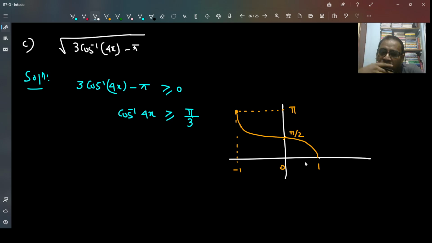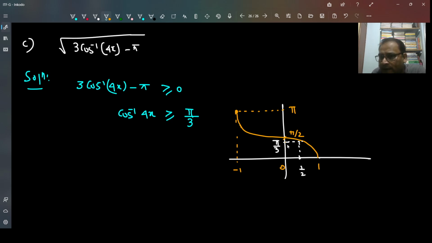So now we say that cos inverse 4x is greater than or equal to pi by 3. We know that at the point half, it is pi by 3. If I choose half here, corresponding to this half we have this 60-degree angle, pi by 3. Now cos inverse x is greater than or equal to this 60-degree angle, so from 60 degree to pi, this will happen.